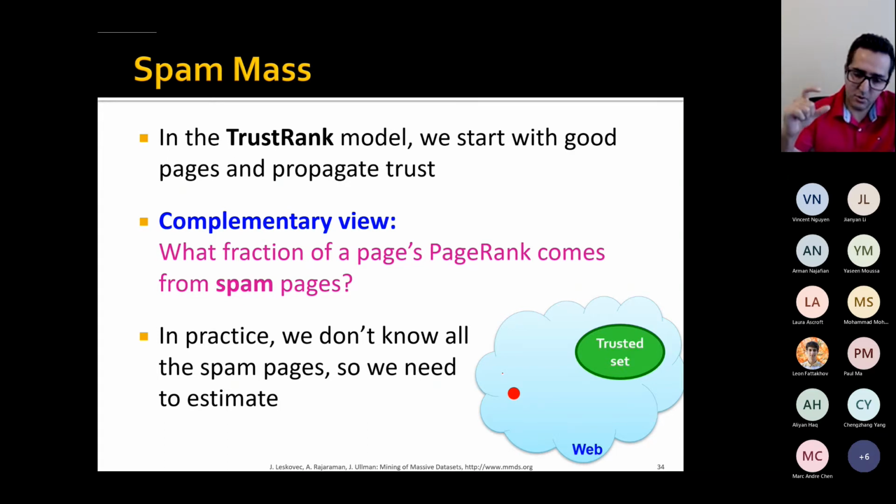Instead of looking at the absolute trust score, you can calculate what fraction of its score is coming from spam pages. So if it's a legit page, almost 0% of its score is coming from spam pages. If it's a page that was the target of spam farming, then a lot of its score is coming from spam pages. So that can also be a metric for distinguishing good pages from spam pages. But in practice, we don't know all of the spam pages. So we need to estimate it.